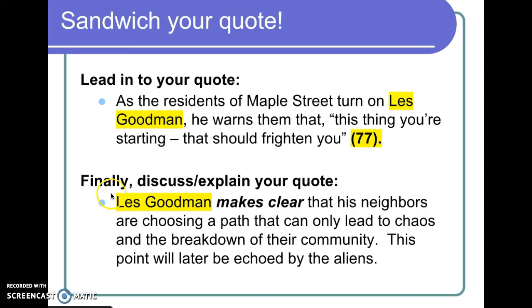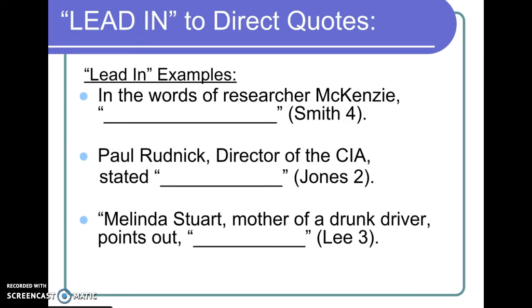And then we discuss the quote afterwards by saying that he, in this quote, is making clear that his neighbors are choosing a path that can only lead to chaos and the breakdown of their community. This point will later be echoed by the aliens. So there's a lead-in as part of the first sentence, right here before we give the quote, and then the explanation is after.